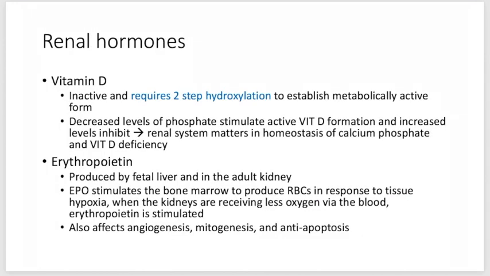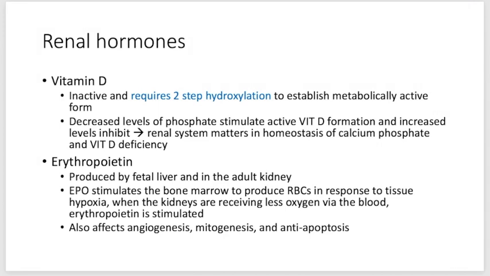The other thing that happens within the renal corpuscle is the synthesis of hormones. So we have vitamin D, which is inactive and requires a two-step hydroxylation process to establish the metabolically active form. We also have the impact of phosphate, because that stimulates active vitamin D formation, and increased levels inhibit. So phosphate is highly involved with our vitamin D synthesis. The renal system matters in homeostasis of calcium, phosphate, and vitamin D.